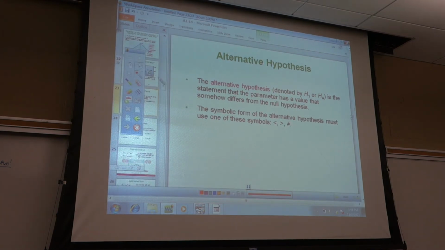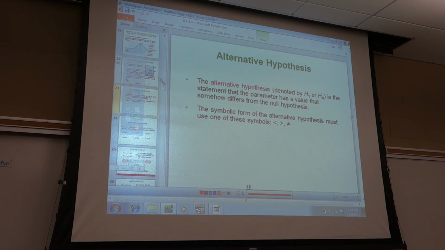Nathan, go and read for me. The alternative hypothesis denoted by H1 and HA is the statement that the parameter has a value that somehow differs from the null hypothesis. The symbolic form of the alternative hypothesis must use one of these symbols. Greater than, less than, or not equal to.